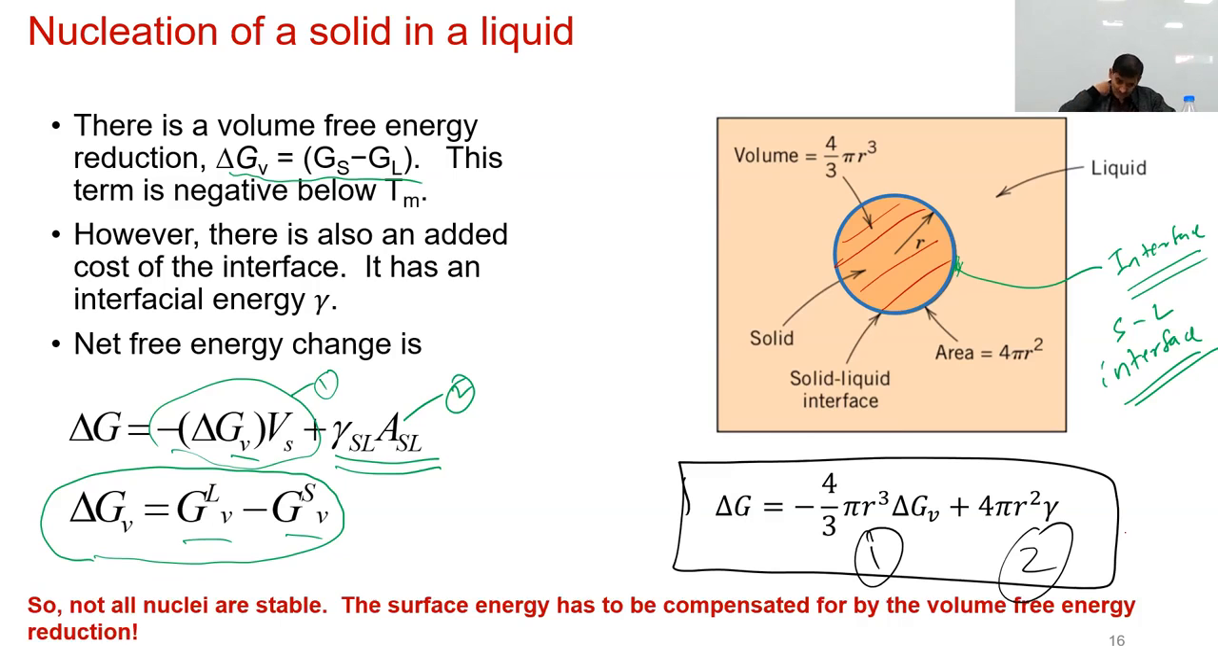So that means, like I just said in passing, not all clusters which form are stable. Actually, it's the wrong word; it should have been nuclei. Not all clusters are stable. The surface energy has to be compensated for by the volume free energy reduction. So we get an additional component, that gamma energy, and that has to be compensated by the reduction in free energy, delta GV. Only then will the total delta G be negative. Otherwise, the cluster formation will not be beneficial for reduction of the free energy of the system.